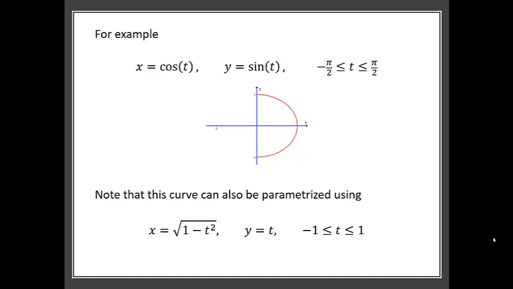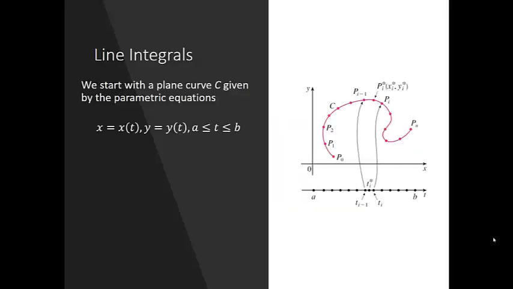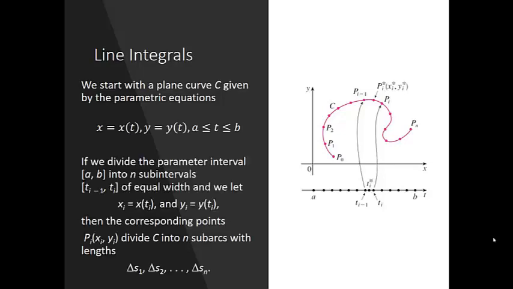Okay, so let's get back to our integral. So again, we're starting with a curve C. We see it here in pink. So we have a curve C, which is in the xy plane, and is described by parametric equations x of t and y of t for t between a and b. And what we're going to do first is divide that parameter interval a to b into n subintervals of equal width, and let x sub i be x of t sub i and y sub i be y of t sub i.